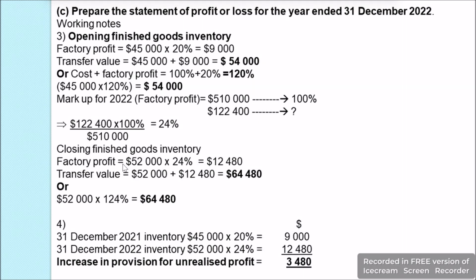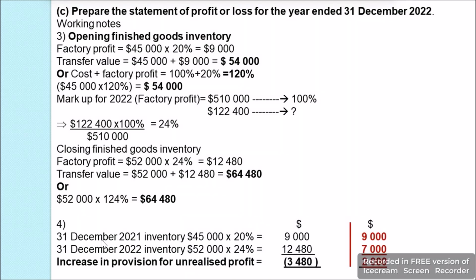So this part is where we are calculating the closing finished goods inventory. Either you can find the profit separately and then add it to the cost and find the transfer value, or you can take the percentage as a total percentage, that is 100 plus 24, 124%, and then calculate it by multiplying it with 52,000. You will get the same value. You can use either of the methods.